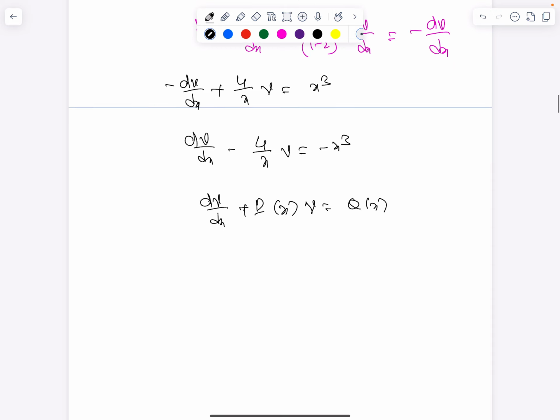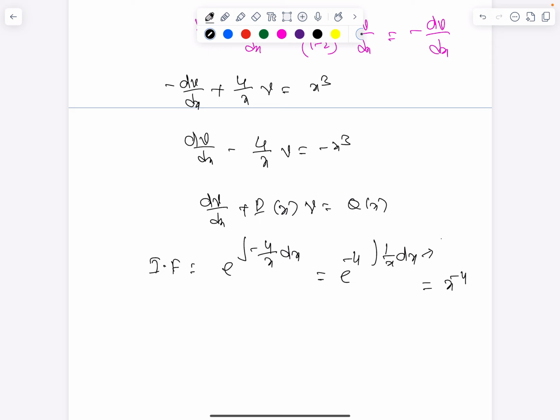Now, the integrating factor is equal to e power integral of minus 4 by x dx, that is equal to e power minus 4 times integral of 1 by x dx, which is equal to x power minus 4. That is the output of this.